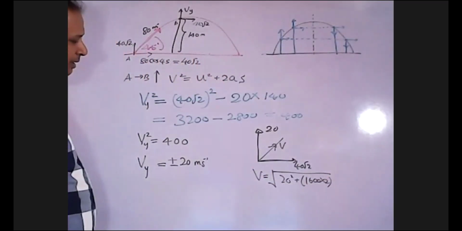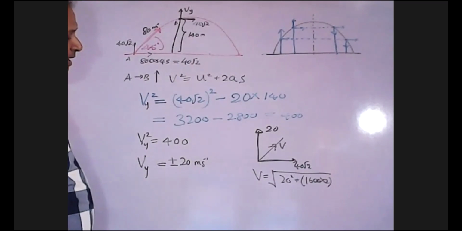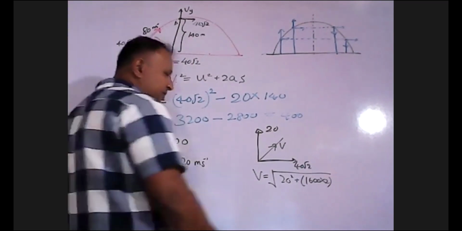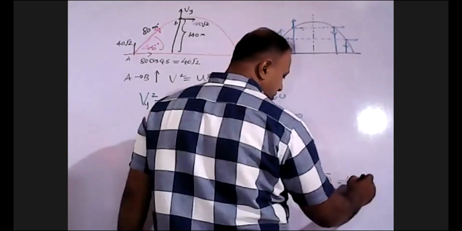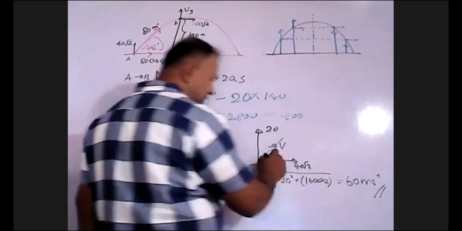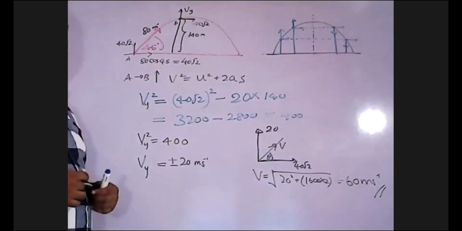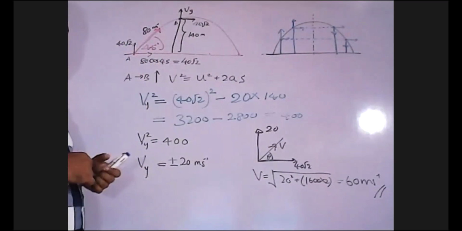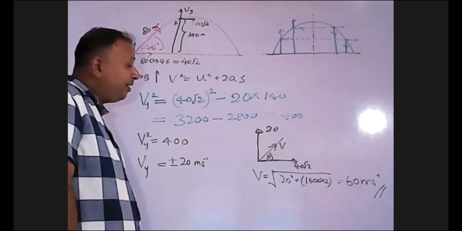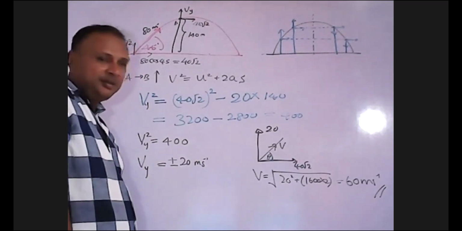That means 3,600. So this is equal to 60 m s^-1. 60 m s^-1, but there are two occasions. So I think it is better to show both occasions.